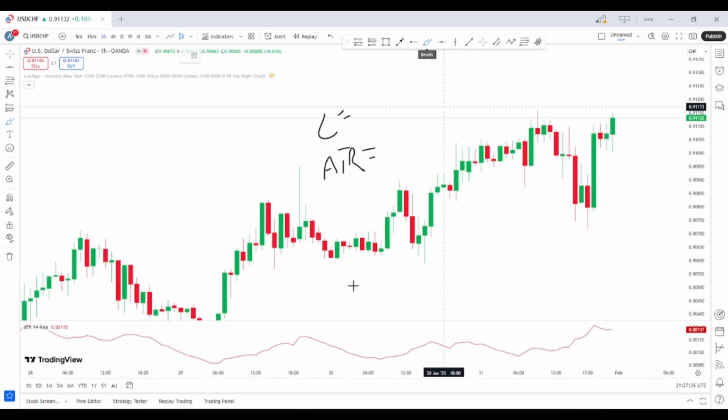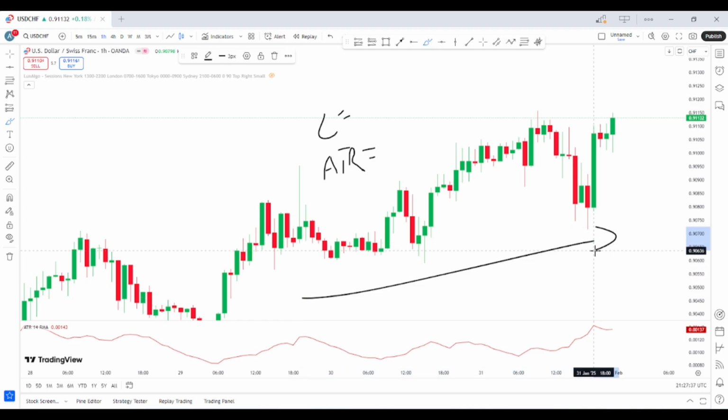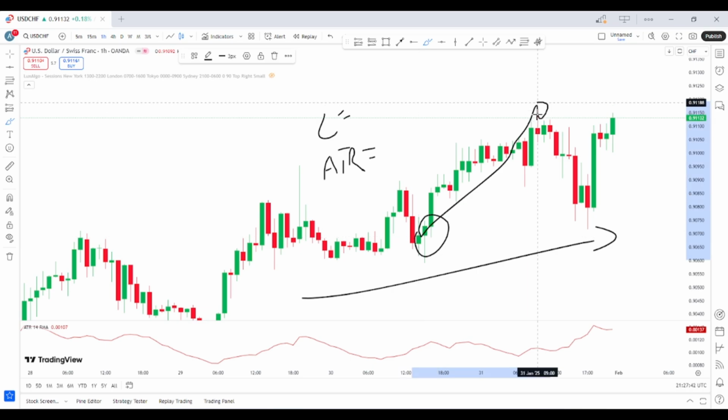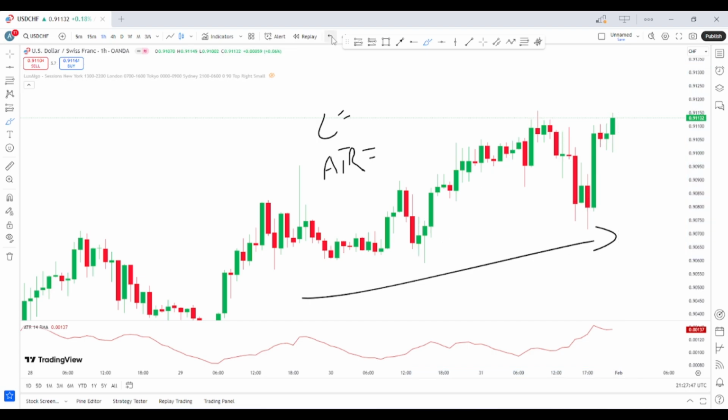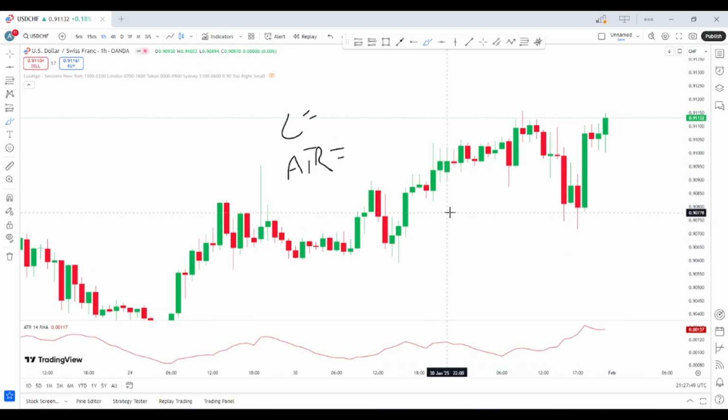So let's say we have identified this trend to be a bullish trend. And we find out that there is a low here, there is a high here. We are expecting price to come and create a low and then go up and create a high, because that is how price moves. Talking about price action.